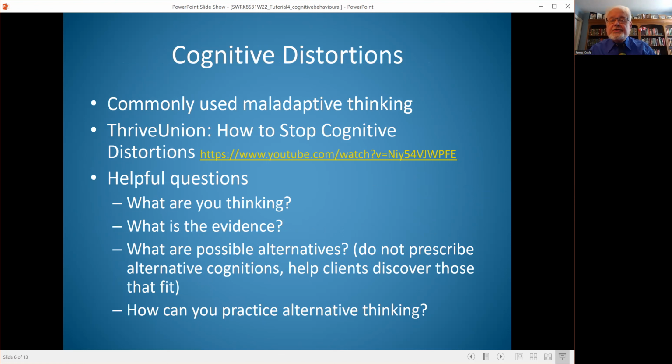Cognitive distortions are commonly used maladaptive thinking. So they're things that people tend to use over and over again. Examples may be catastrophizing, minimizing or maximizing, saying things like, oh, I'll never be able to do anything like this, or it'll always work out the same no matter what I do. Another really common one is should statements. I should be able to do it this way, and I can't.